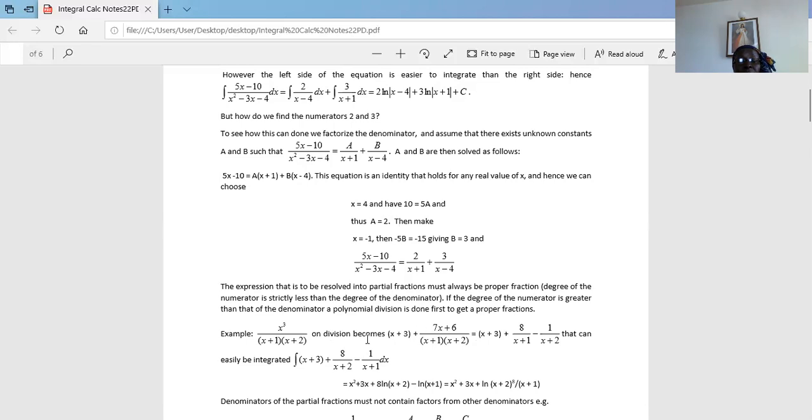So from here, this first part is easily integrable, while this we can now express as partial fractions using the same procedure that we have used up here. And that gives us 8 over x plus 2 minus 1 over x plus 1. Therefore, what we have now we can easily integrate, because integrating x, 3, 8 over x plus 2, and 1 over x plus 1, that we know, gives us x squared over 2 plus 3x plus 8 ln of x plus 2 minus ln of x plus 1.